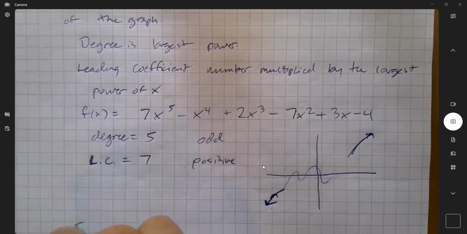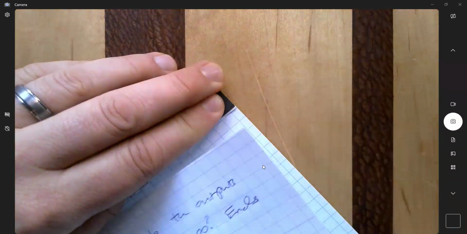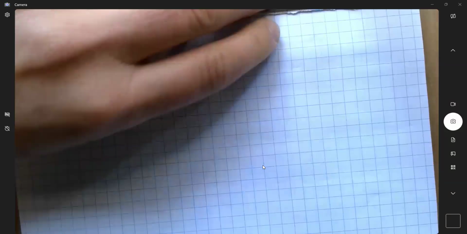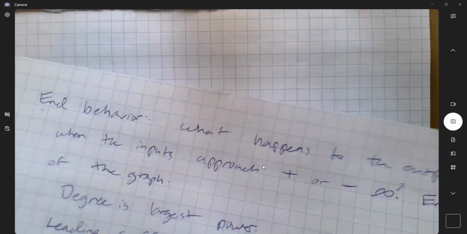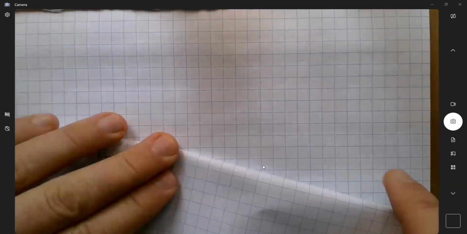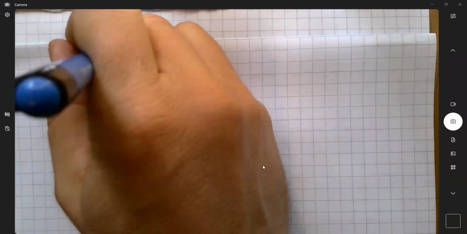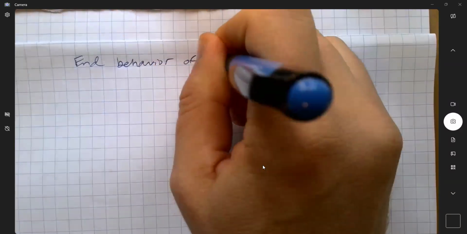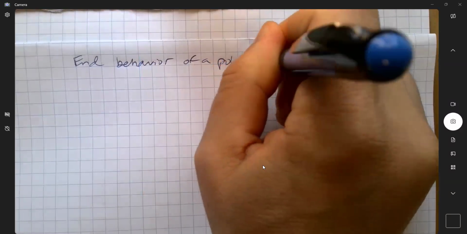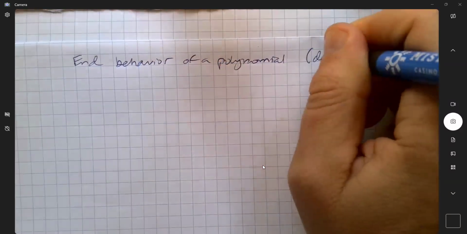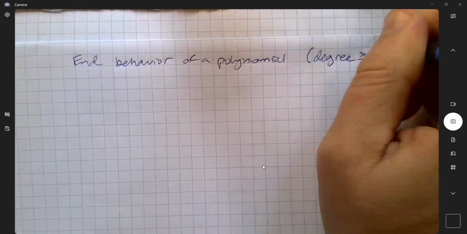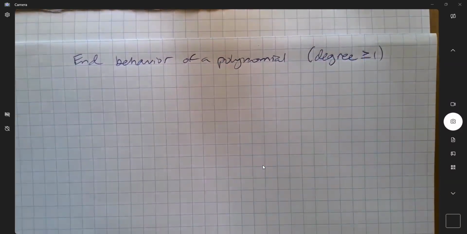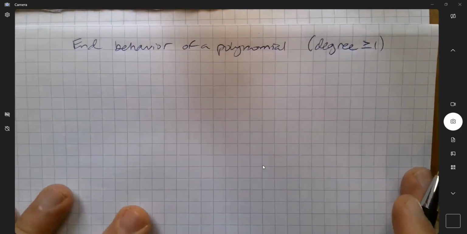The way you decide your end behavior is using a quick decision table. End behavior of a polynomial. By the way, this only applies to polynomials, and the degree has to be at least 1. Again, this breaks down if it's a 0-degree polynomial, but we usually call those constant functions.